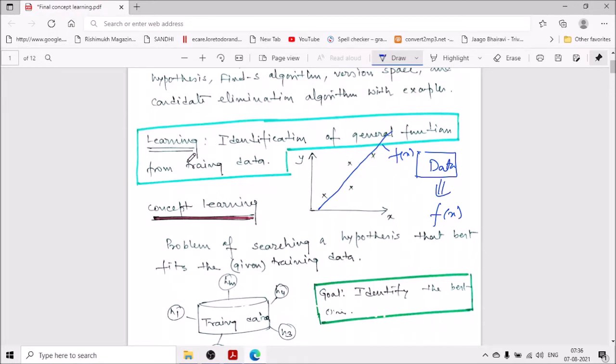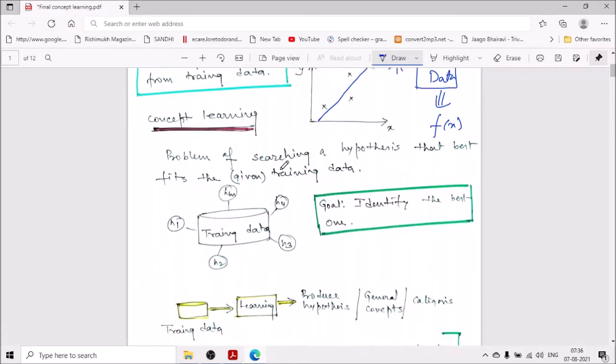Next we can see concept learning. The problem of searching for a hypothesis that best fits the training data is called concept learning. Suppose one training data set is there. For that particular training data, we can identify more than one hypothesis, or more than one general function. It may be H1, H2, H3, H4 to Hm. So our objective is to identify the best one, and using concept learning, we can identify the best one.